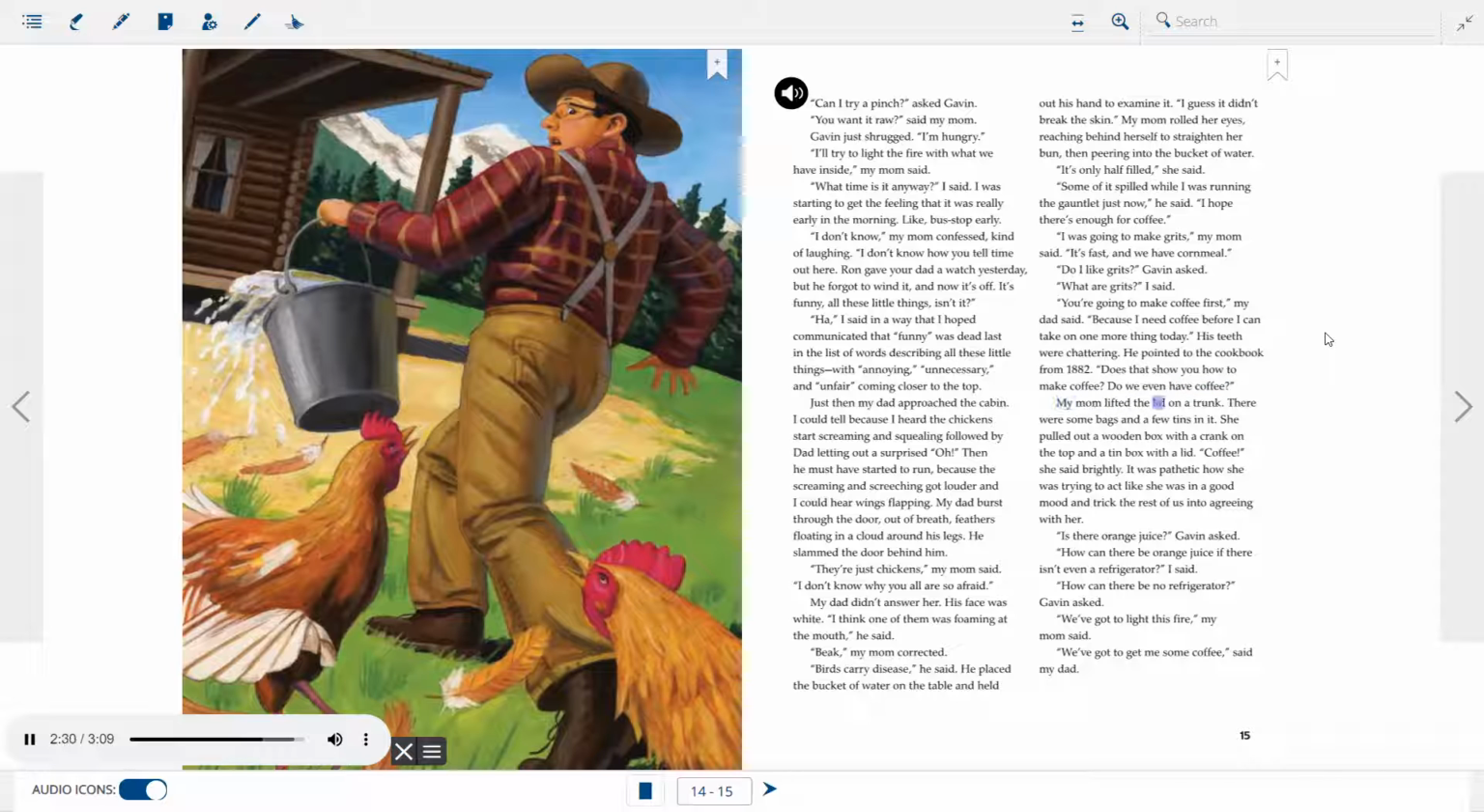My mom lifted the lid on a trunk. There were some bags and a few tins in it. She pulled out a wooden box with a crank on the top and a tin box with a lid. "Coffee," she said brightly. It was pathetic how she was trying to act like she was in a good mood and trick the rest of us into agreeing with her.